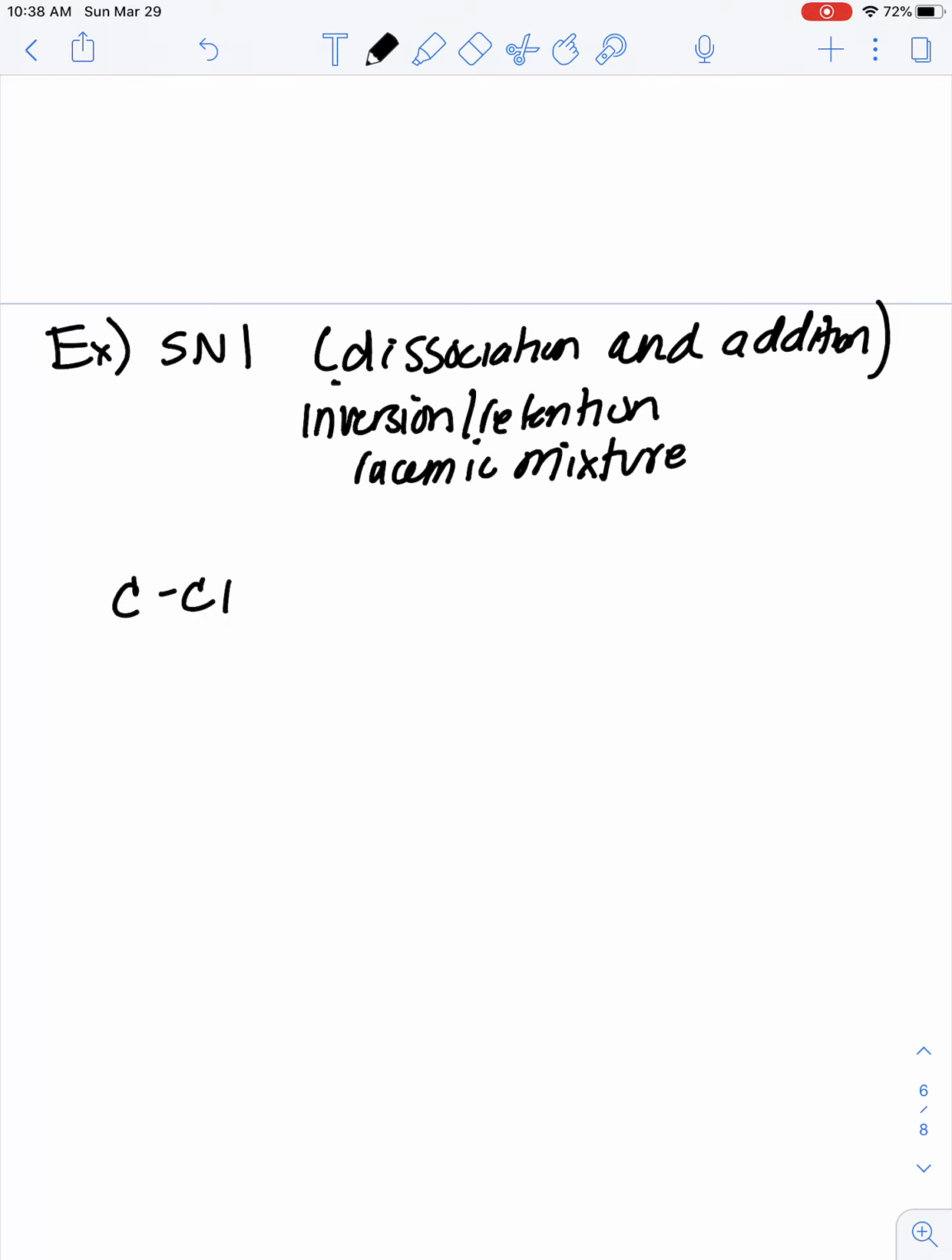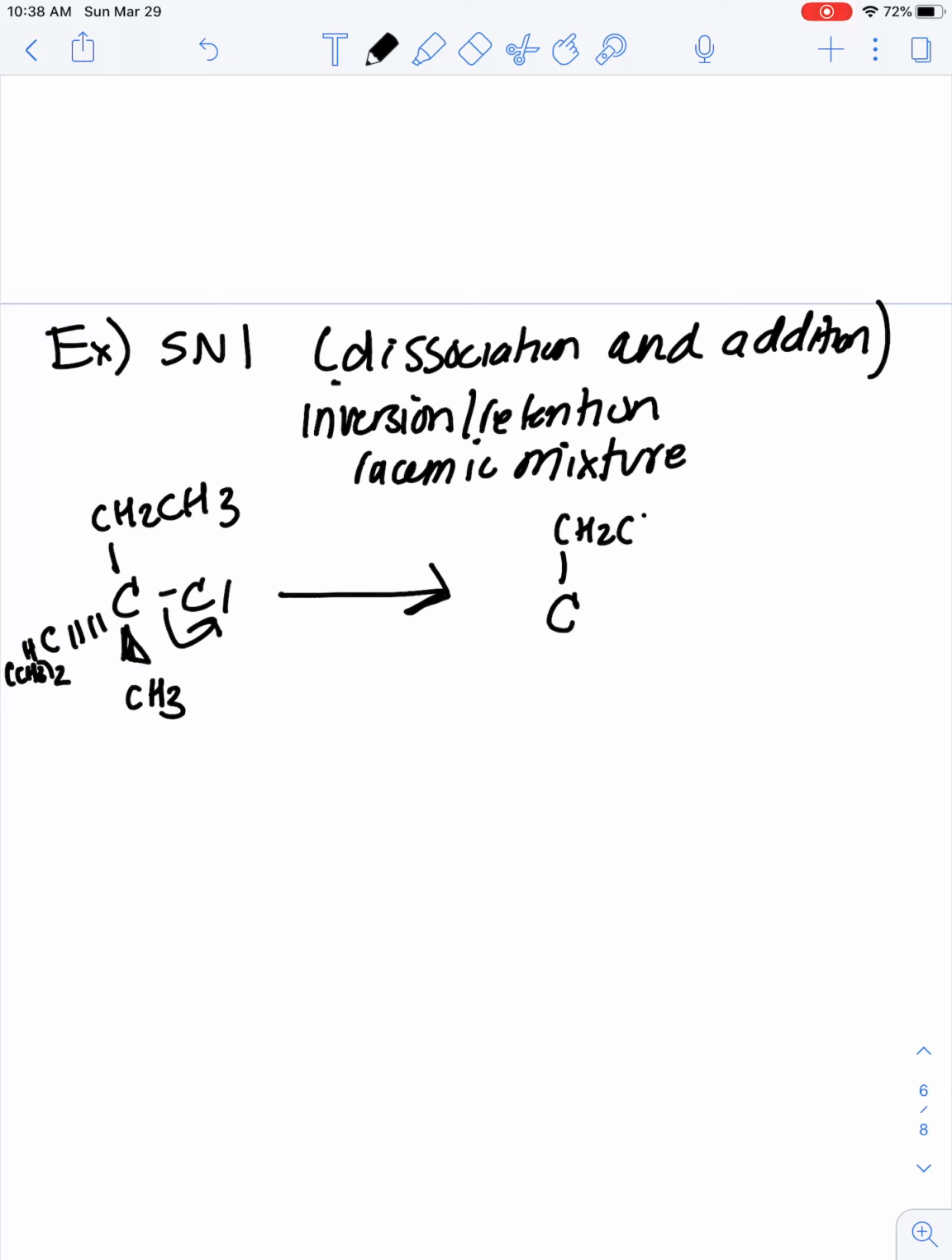So if we look at this molecule here, again, this is just showing you how stereochemistry plays into everyday chemistry. We will go through all of these mechanisms in the next chapter. So again, chlorine is going to be our leaving group. We're going to form this intermediate carbocation. So again, this would be planar.